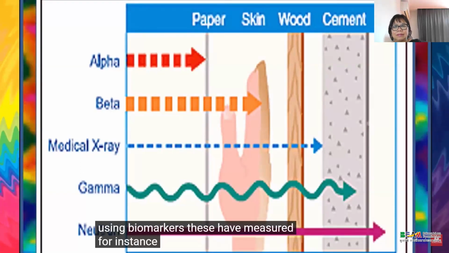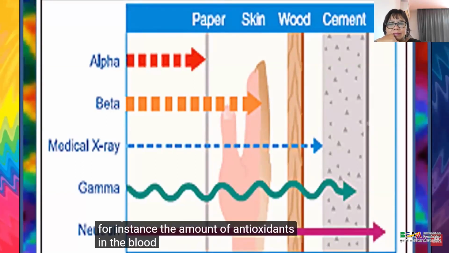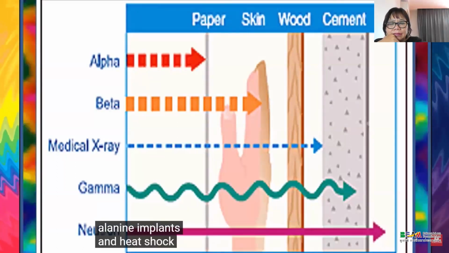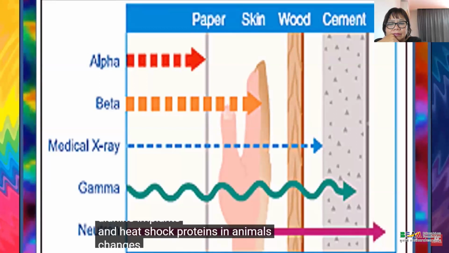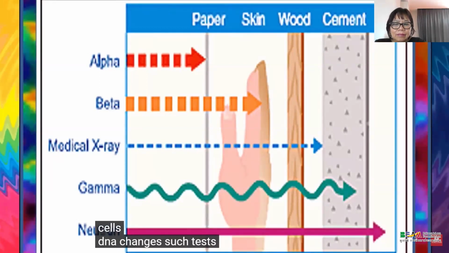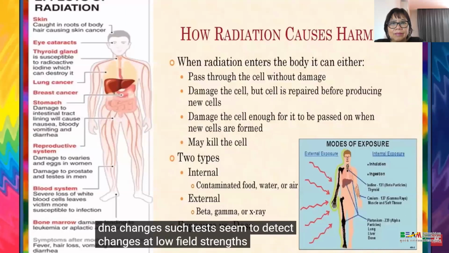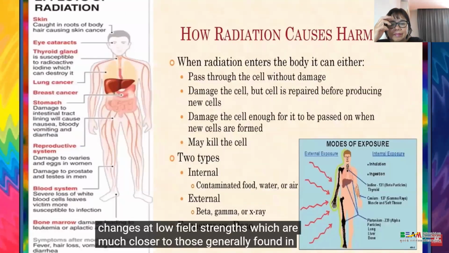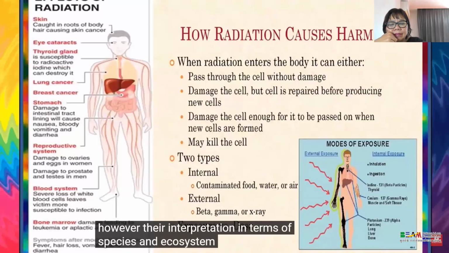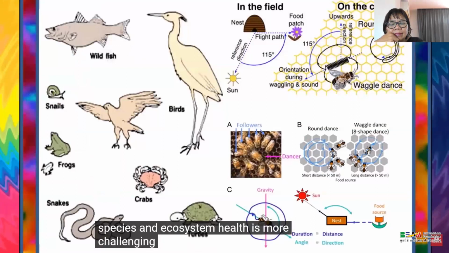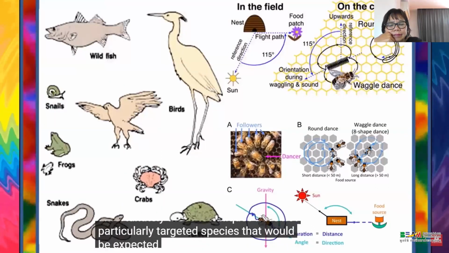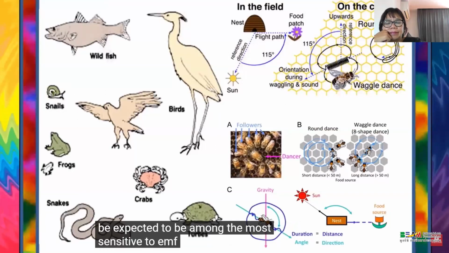These have measured, for instance, the amount of antioxidants in the blood, substances that indicate stress such as alanine in plants, and heat shock proteins in animals, changes in the growth of certain plant cells, DNA changes. Such tests seem to detect changes at low field strengths which are much closer to those generally found in the environment. However, their interpretation in terms of species and ecosystem health is more challenging. Unfortunately, these techniques have not particularly targeted species that would be expected to be among the most sensitive to EMF.